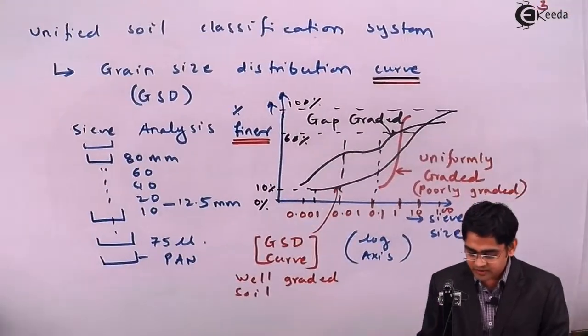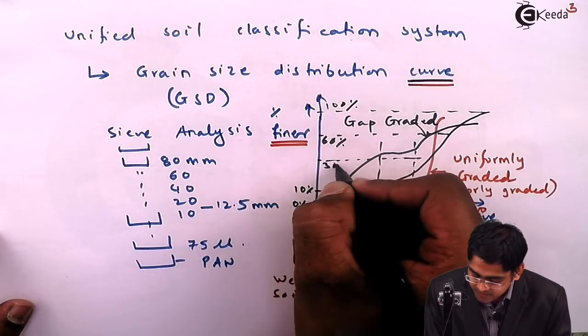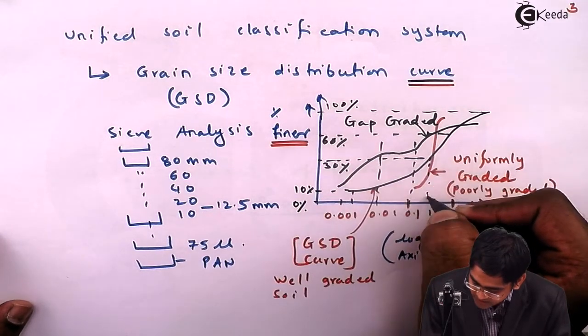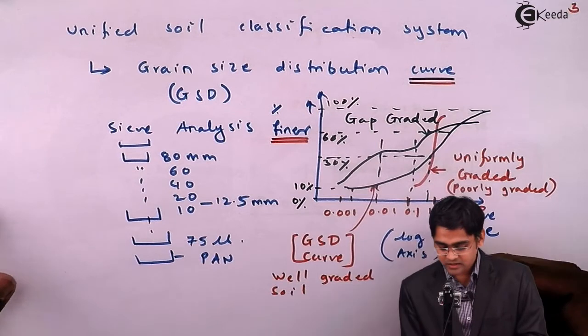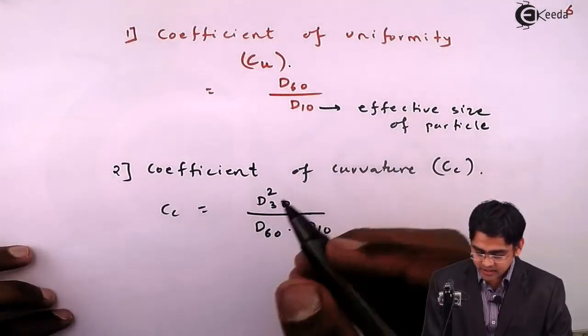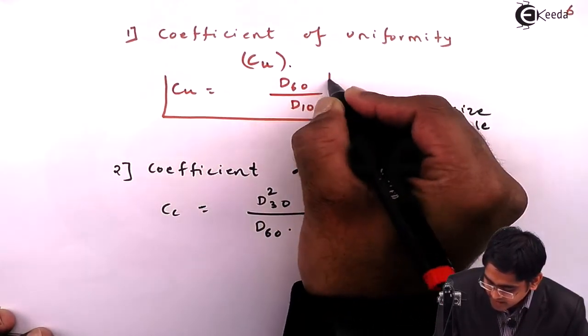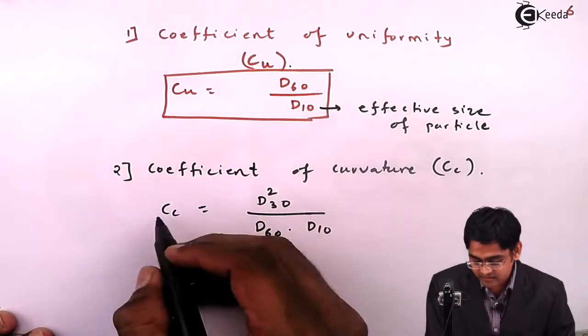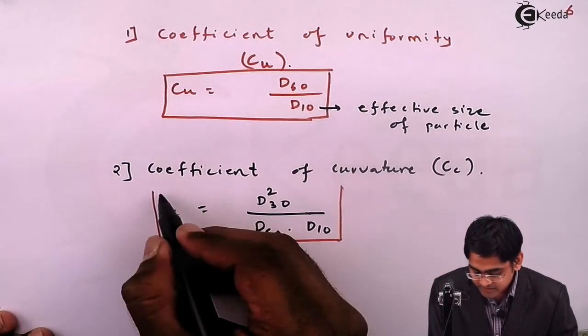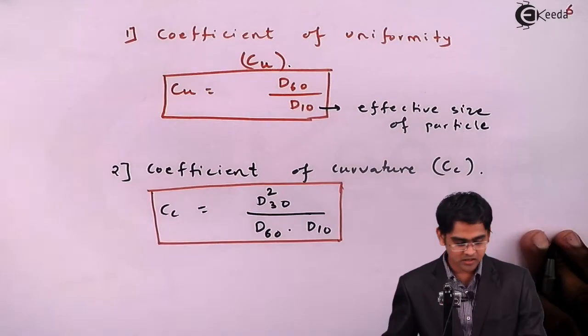So for coefficient of curvature, you need 30% finer. This is 30%, so the size corresponding to 30% of the finer. So you need to take it. These are the two important parameters based on which the soil can be classified as either well graded or poorly graded. I have something to show in this regard, which is nothing but the table for the unified soil classification system.